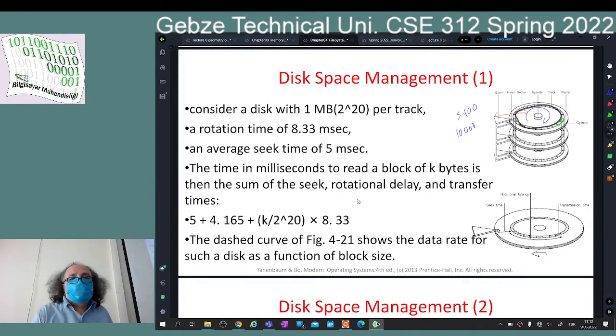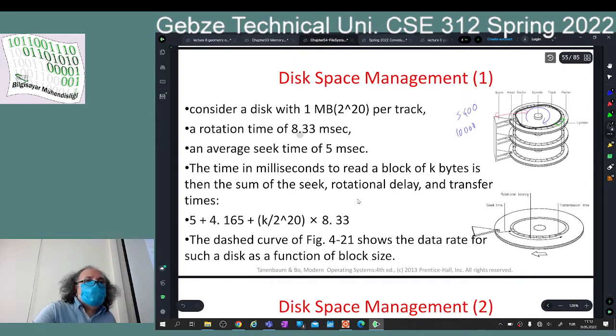Don't get this wrong: this disk rotates continuously. It doesn't stop, it just spins at this rate. Whenever you boot up your computer, your disk starts spinning. It never stops until you shut down your computer. So each rotation takes 8.33 milliseconds, and your average seek time is 5 milliseconds.